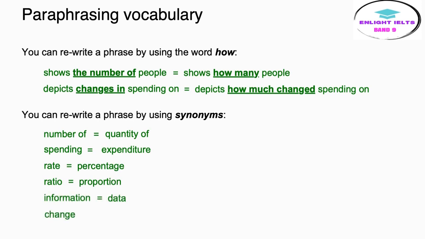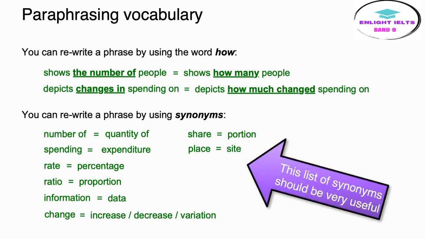Change can be sometimes replaced by increase, decrease, or variation. Share is equal to portion, and place is equal to site. These phrases often come up in IELTS writing task 1, so this list of synonyms should be very useful. It's good to remember those words.